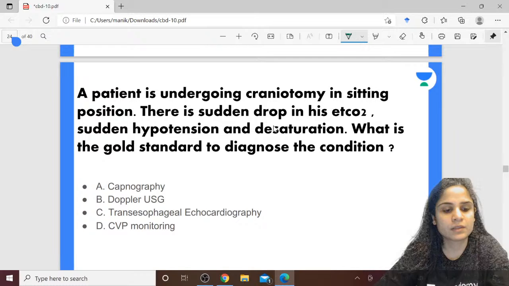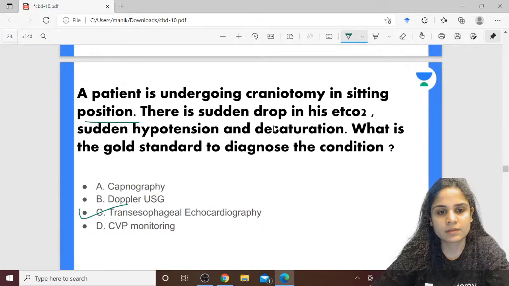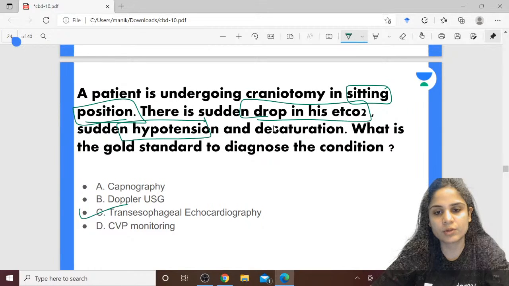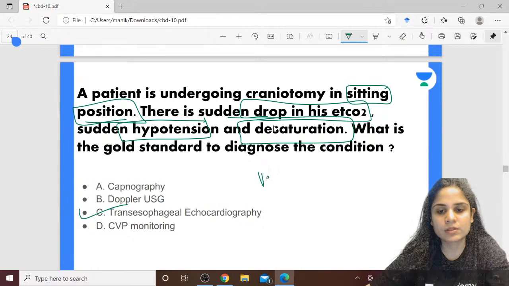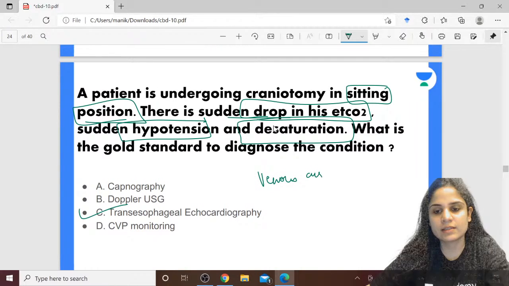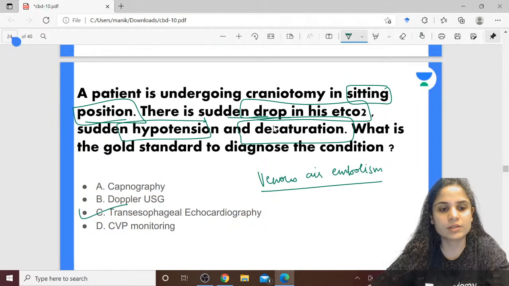All right, so as I can see from you guys, most of you are mentioning that the answer is transesophageal echo. That is the correct answer. But can you tell me what is the diagnosis in this case? There is sitting position, there is drop in ETCO2, along with that there is hypotension and there is desaturation. So what has happened over here? Yes, very good, Manoj. The entire diagnosis is venous air embolism, not just air embolism but venous air embolism. So what happens in case of venous air embolism?